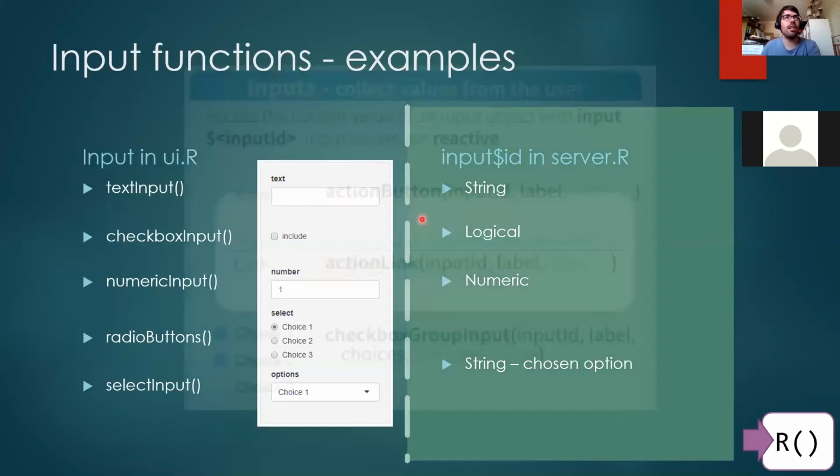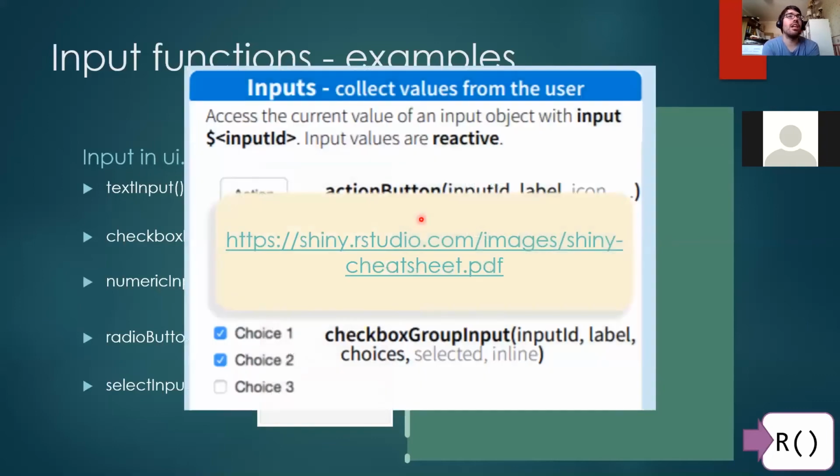To flick back here, you can always find a helpful cheat sheet at ShinyRStudio.com. It gives you a whole list of different input options that you can access and use, and all the things that you're going to be able to output to give your app further control. So that's a helpful thing to know about, that you can tweak and choose from each of these on how to use them a bit.